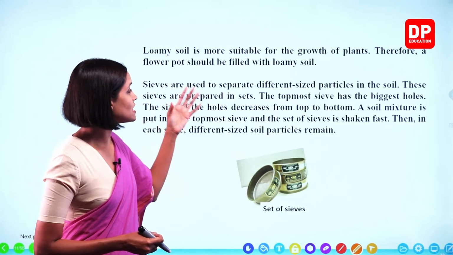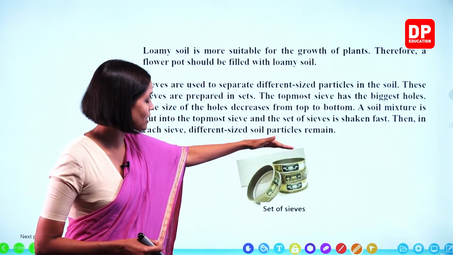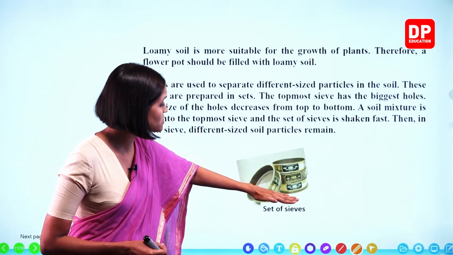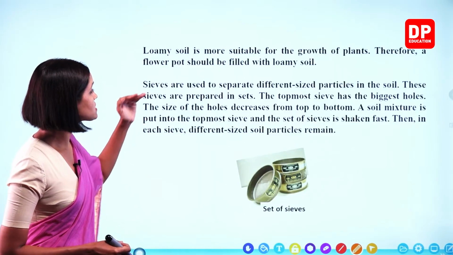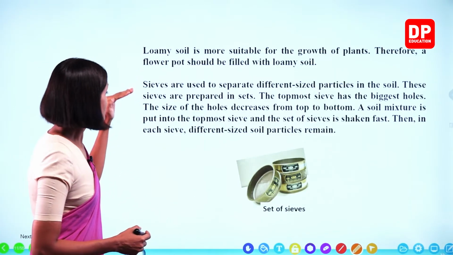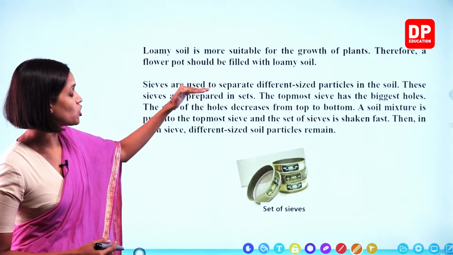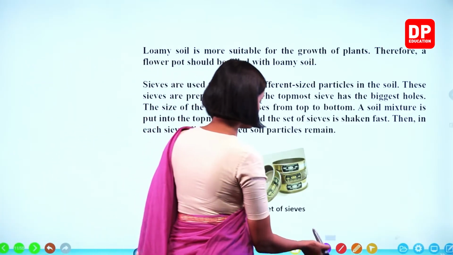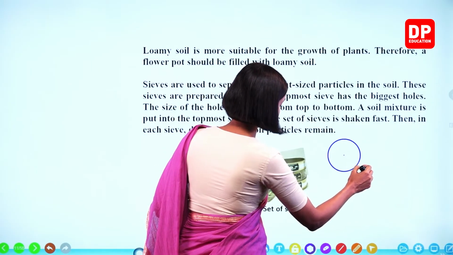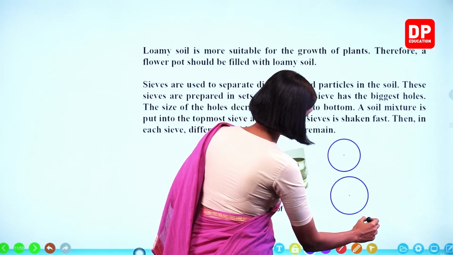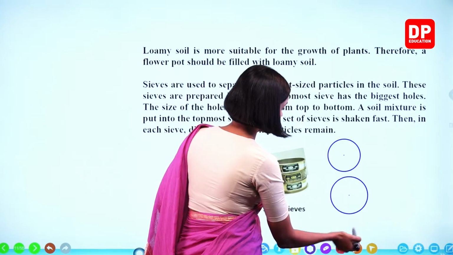The topmost sieve has the biggest holes. Now you all can see you have to stack these sieves on each other. The topmost sieve has the biggest hole. The size of the holes decreases from top to bottom. So how can we take it? If you consider the topmost sieve is this, and this is the second sieve.